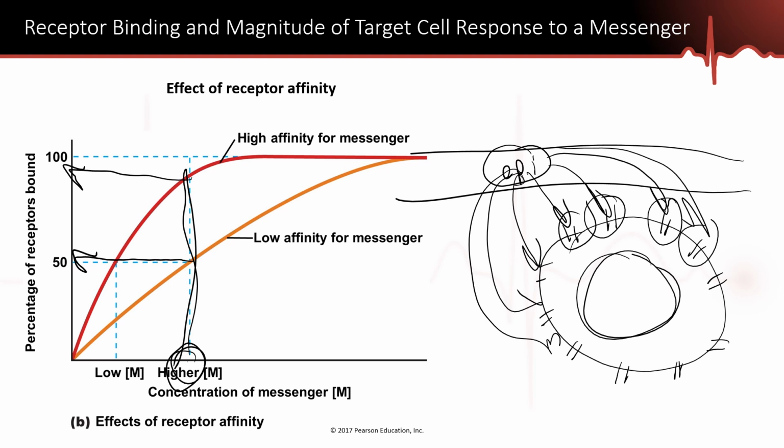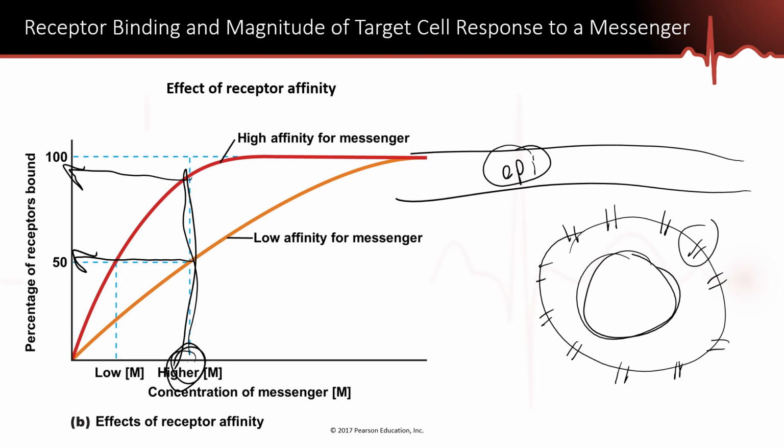So this is something else that also will influence the magnitude of effect, right? The magnitude of effect that a chemical messenger has on a target cell is, one, going to be influenced by the concentration of the chemical messenger around the target cell. We just went through that in the last example. If there's a higher concentration of the chemical messenger around the target cell, then more of the chemical messenger will be bound to the receptor, and the greater the magnitude of effect.